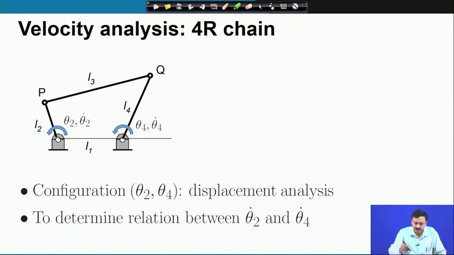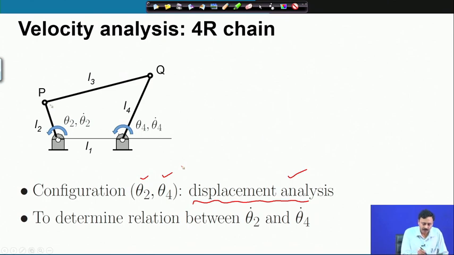As I have mentioned, the displacement analysis is completed, which means I know theta 2, I know theta 4 and I also know theta 3. This is displacement analysis, finding out all these angles given one of them. So, if theta 2 is given, I can find out theta 4 and theta 3, or if the output angle theta 4 is given, I can find out theta 2 and theta 3. The problem now is to determine the relation between theta 2 dot and theta 4 dot. So, that is the velocity analysis problem.